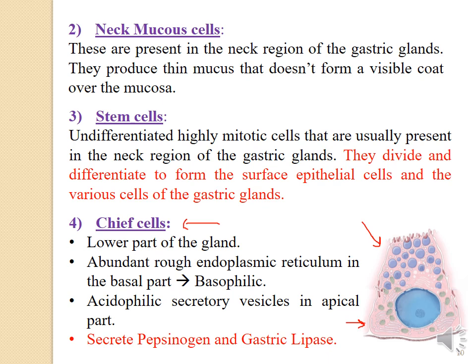Now, what do these vesicles contain? What is the function of the chief cells? The secretion of pepsinogen and gastric lipase. So these cells, chief cells, are protein-producing cells. This is why we have abundant rough endoplasmic reticulum, and this is why the secretory granules or secretory vesicles are acidophilic. And they are found in the apical region of the cell because the content of these vesicles is secreted into the lumen of the stomach.